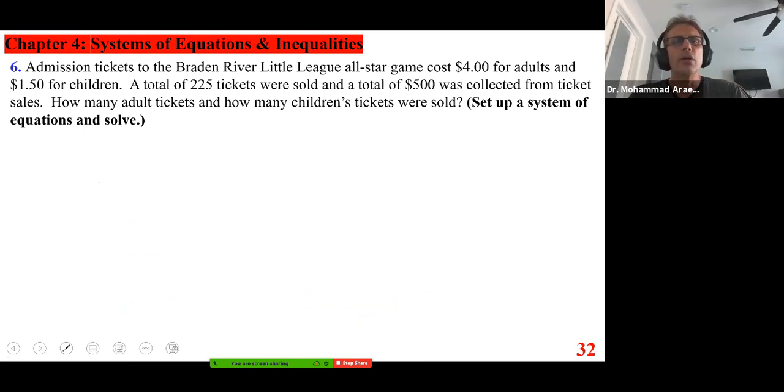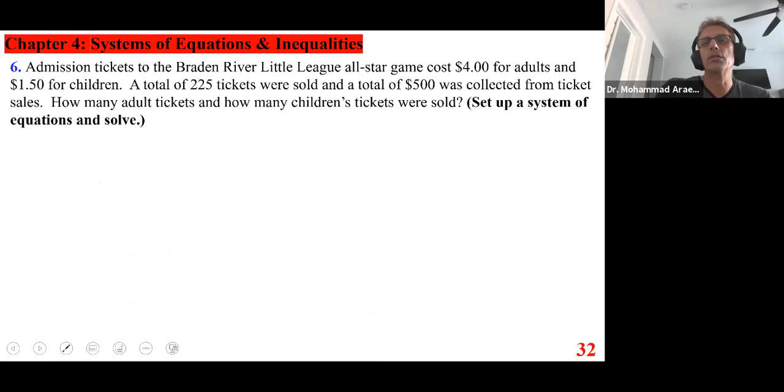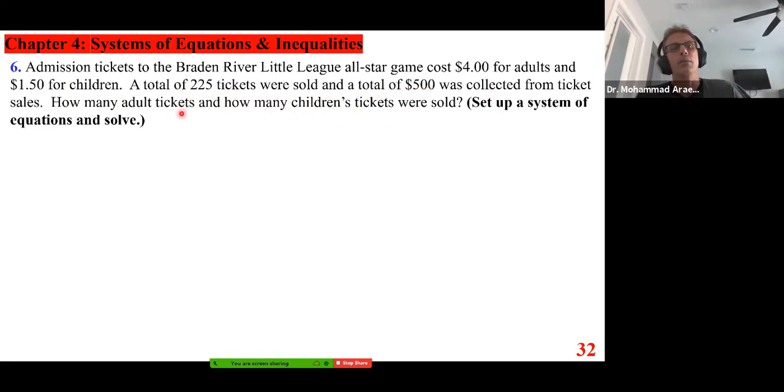Admission tickets to the Braden River Little League All-Star game cost $4 for adults, $1.50 for children. We have a total of 225 tickets and $500 in hand that we have collected. We want to know how many adult tickets and how many children's tickets were sold. Again, believe it or not, it's a kind of problem known as a mixture problem.